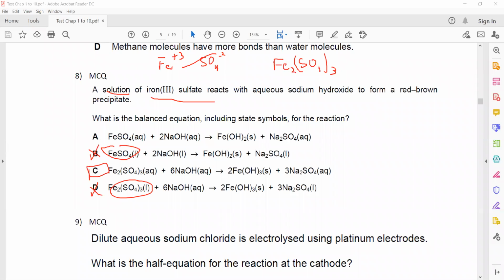Any other question in this MCQs? Question 15.